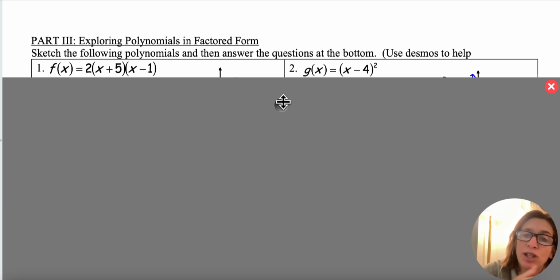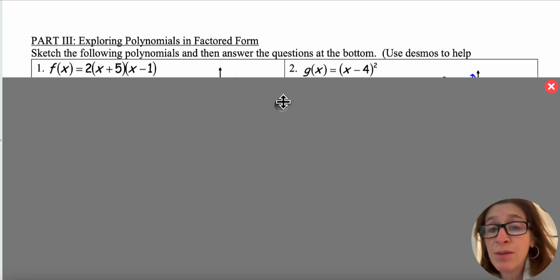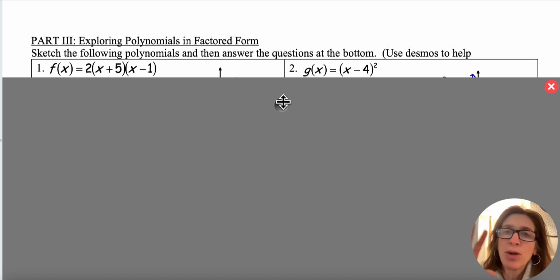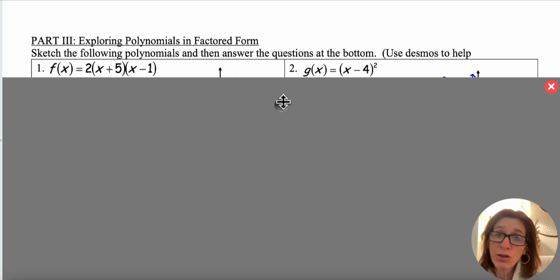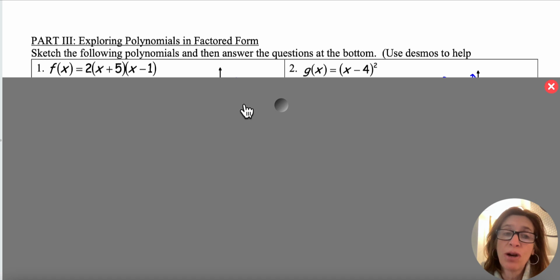So I give you two functions. I'm going to ask you to open Desmos. You're going to want to make them windows so you can see what's happening. We're going to look carefully at what's happening at the x-intercepts. If they're in factored form, you know the x-intercepts would be if you set them equal to 0, and so you can easily see your x-intercepts.